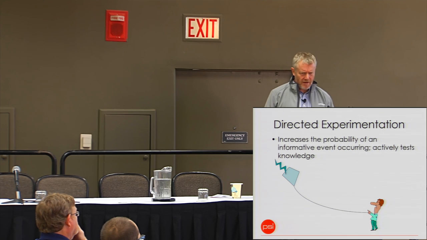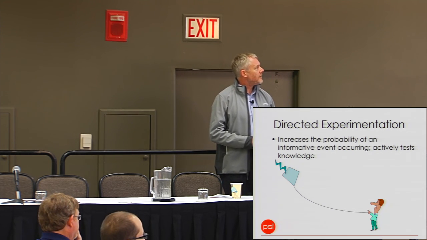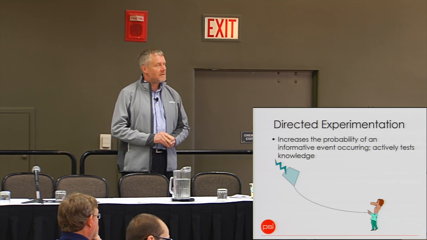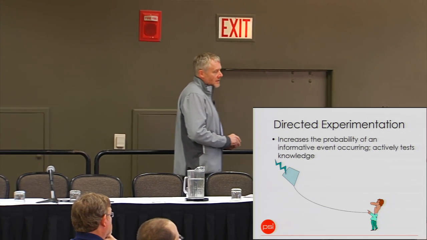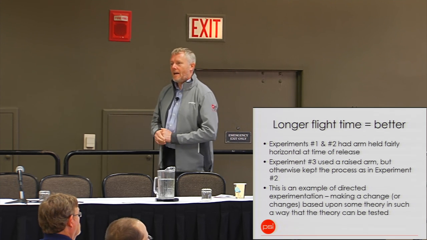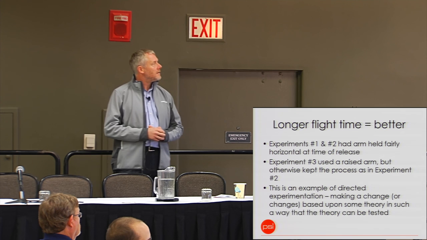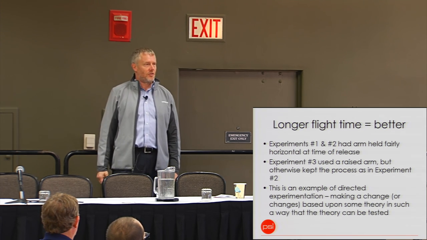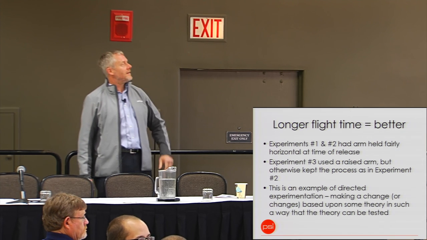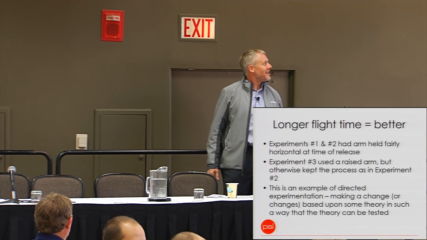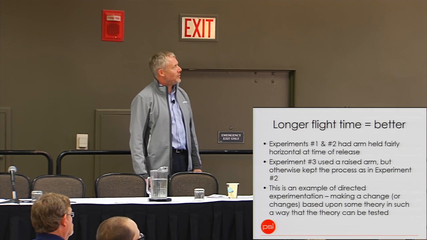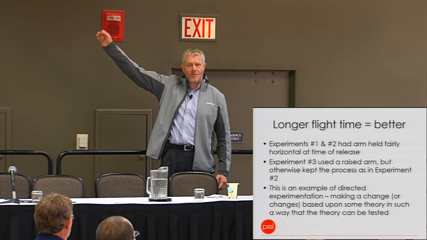All right, so directed experimentation. This is where we try to increase the likelihood, in a deliberate manner, of an informative event occurring. So actively testing knowledge. In my case, the first two experiments that I ran, I held my arm out horizontally. I saw lots of other examples, including what could easily have become a workers' comp claim over in the corner over here. So that's what I did, right? But I didn't specify you could do any of these things. You all used your best judgment. So I was like, well, try raising my arm.